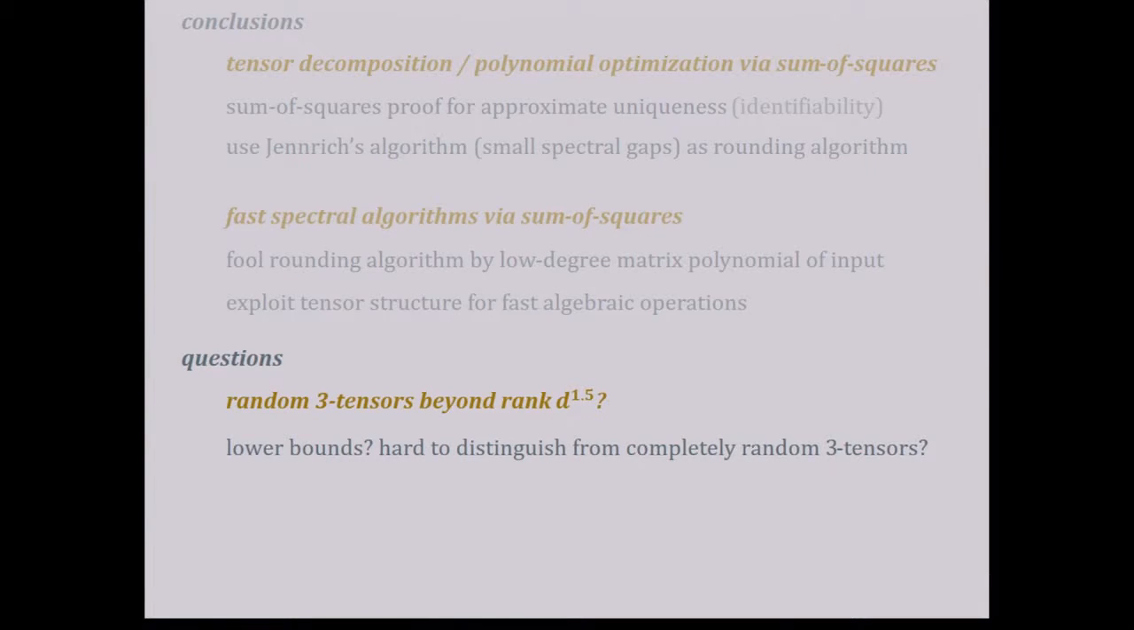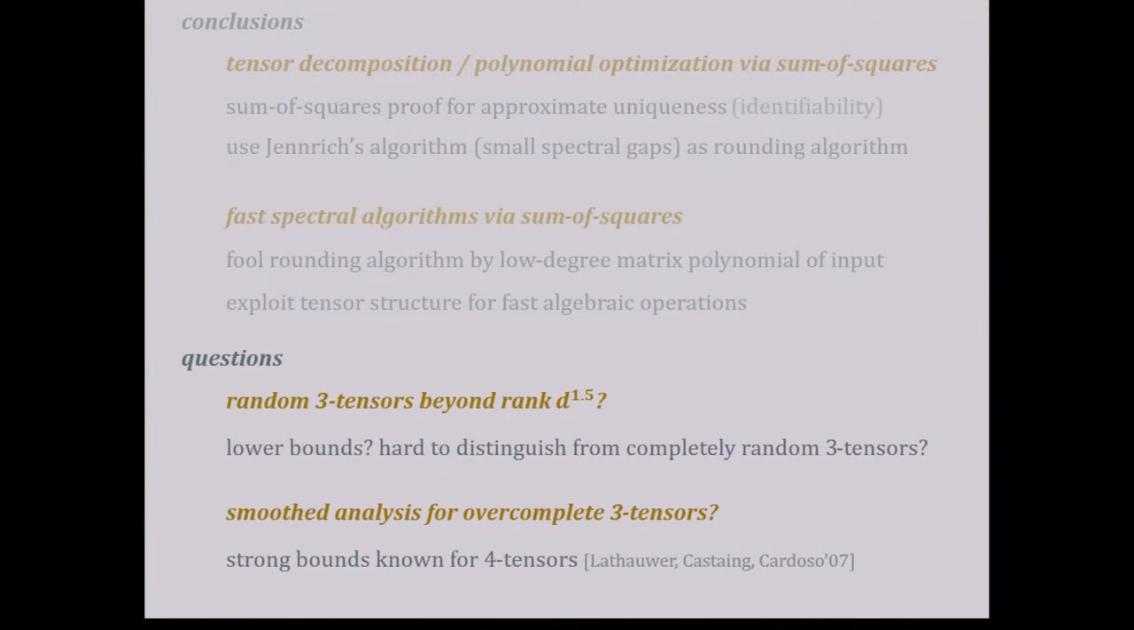Two open questions. One is, what we saw is a way of decomposing random 3 tensors where the rank is at most d to the 1.5. This d to the 1.5 is a bit mysterious, but it seems to be the right answer in the following sense: it is possible information theoretically to decompose random 3 tensors even if you have on the order of d squared vectors. But it seems that going beyond d to the 1.5, you run into some inherent computational complexity issues, and it would be nice to formalize this feeling.